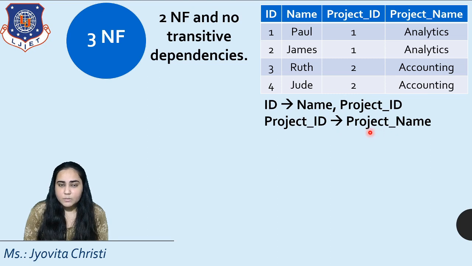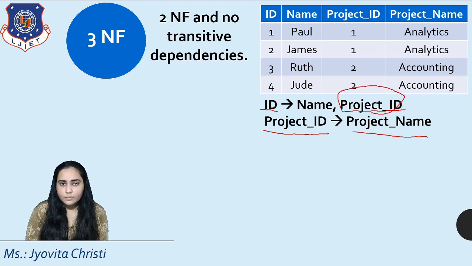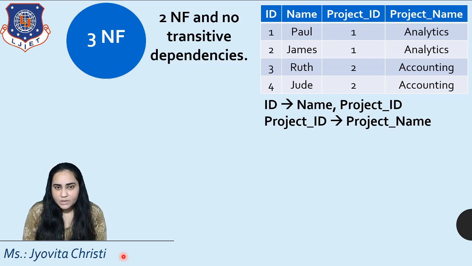And this is an example of a transitive dependency, because you see, the ID of a person can determine the project ID of the project the person works on, and the project ID determines the project name. So this is transitivity, because project ID is repeating once on the right and once on the left. This is the same as explaining transitive property in mathematics, where you say x is greater than y and y is greater than z, and hence x must also be greater than z. So this is the same type of thing happening in a functional dependency.